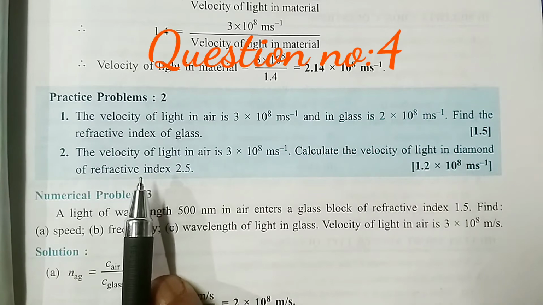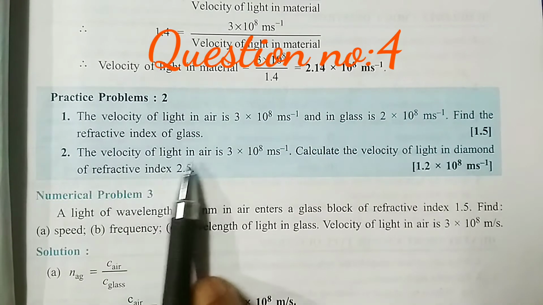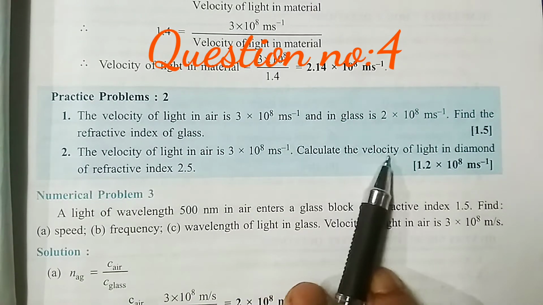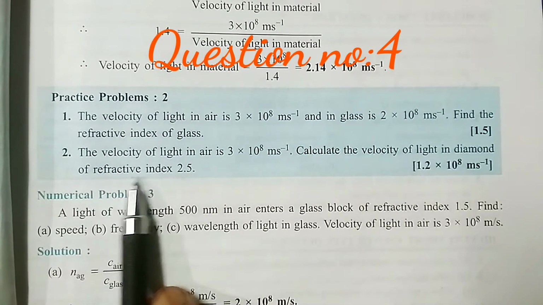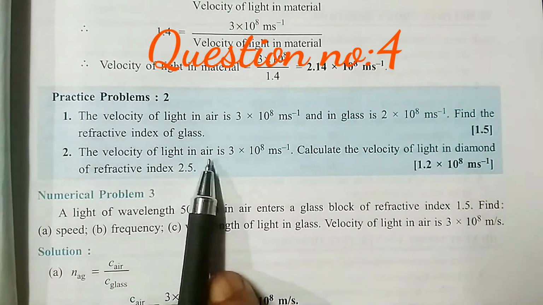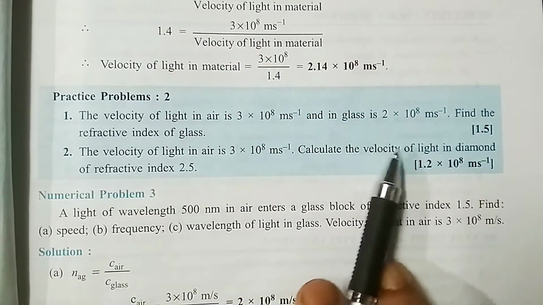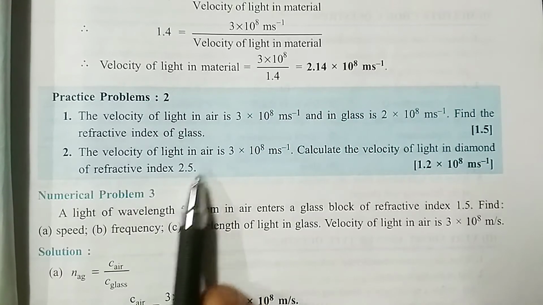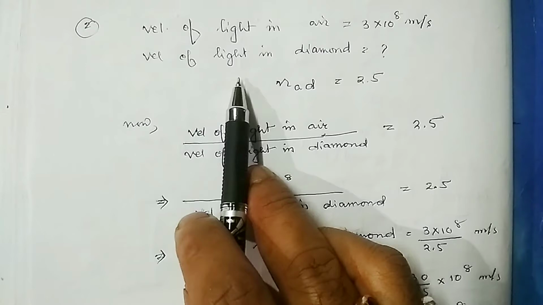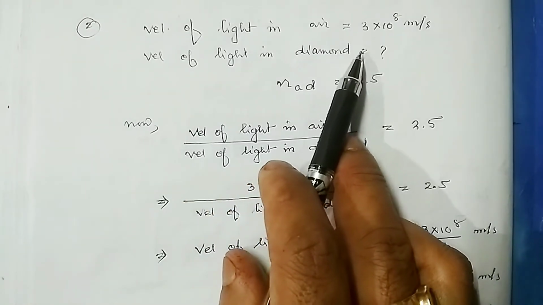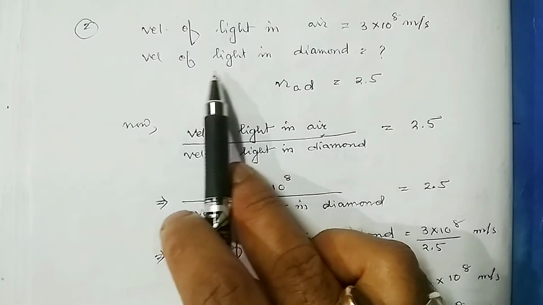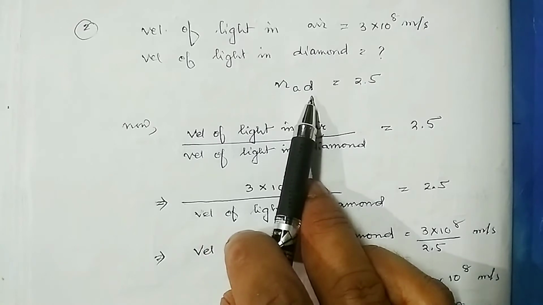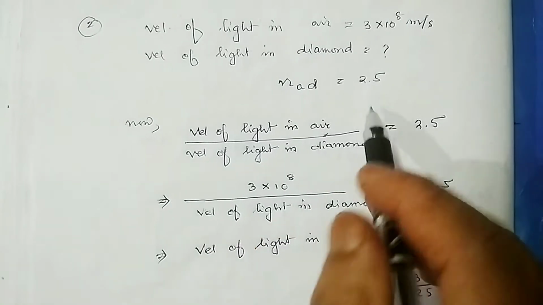Let me discuss another question of similar type. Here velocity of light in air is 3 into 10 to the power 8 meters per second. Calculate the velocity of light in diamond of refractive index 2.5. Here velocity of light in air is given. We have to calculate velocity of light in diamond, and it is given that refractive index of diamond with respect to air is 2.5.